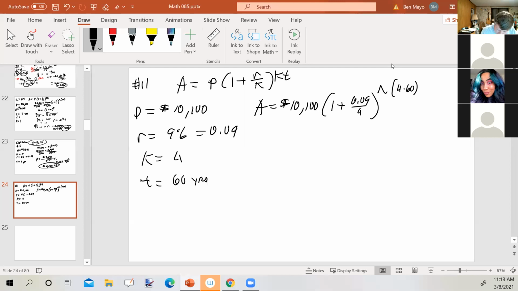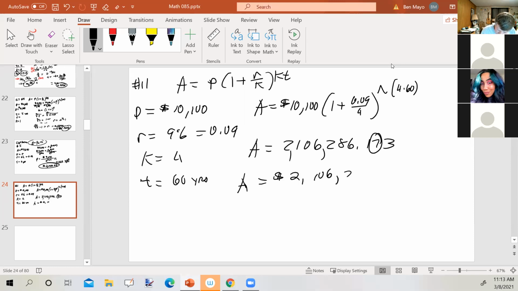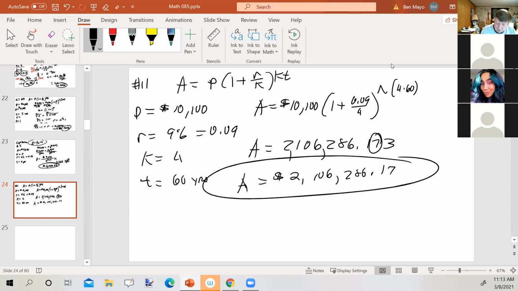All right. So I get 2106286.173, rounding to the nearest cent, it would be $2,106,286.17.